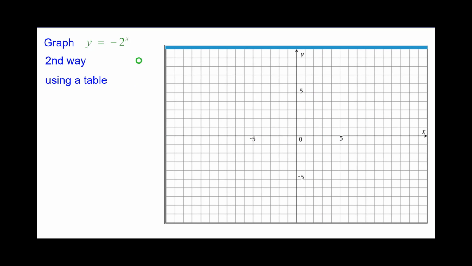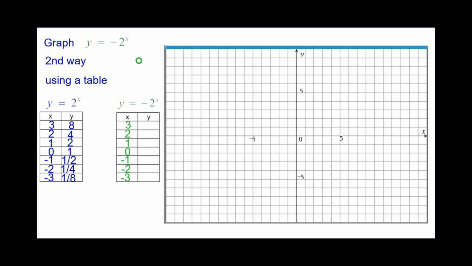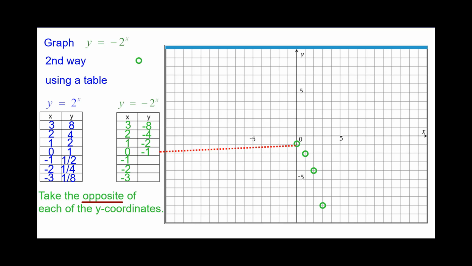The second way is using a table. So we'll start with these 7 points that are usually on the y equals 2 to the x power graph. And what we're going to do is take the opposite of each of the y-coordinates. So the opposite of 8 will be negative 8. So we'll go over 3 and down to negative 8. The opposite of 4 is negative 4. So 2, negative 4. The opposite of 2: 1, negative 2. And the opposite of 1 will be 0, negative 1.